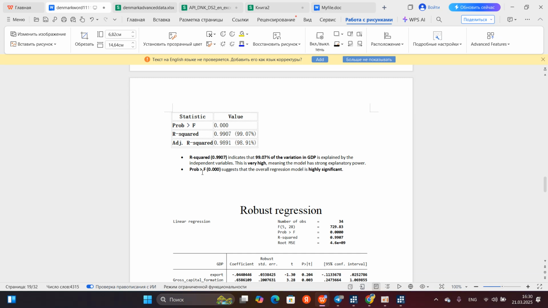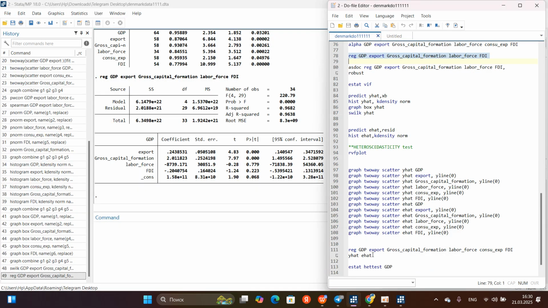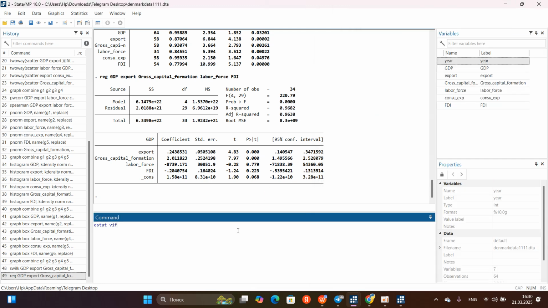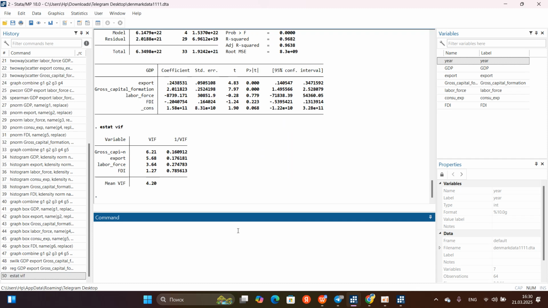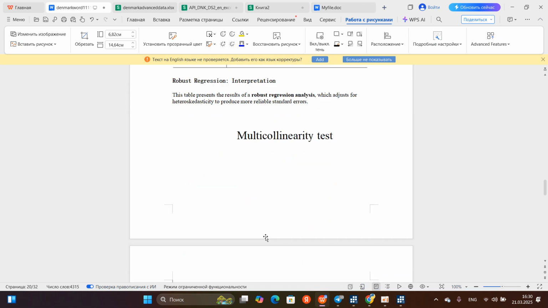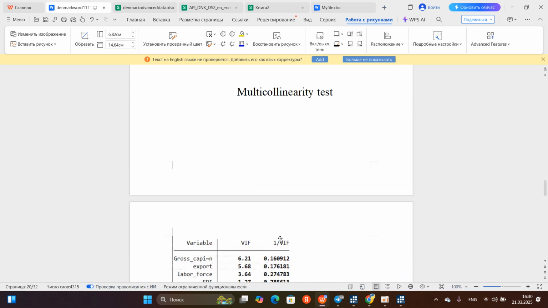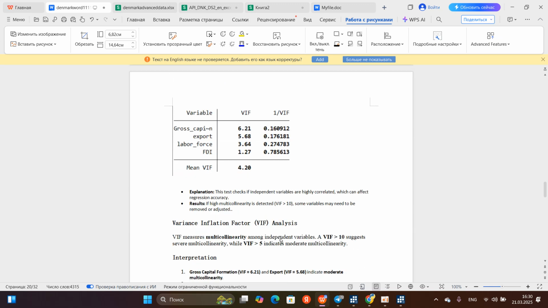Probability more than F suggests that the overall regression model is highly significant. Let me explain post estimations, and how we can predict the information. First of all, we have to predict the y hat, and oh, sorry, we need to show the estat VIF command. It helps us see how correlated our variables are. It's a multicollinearity test. You can see the indicators.